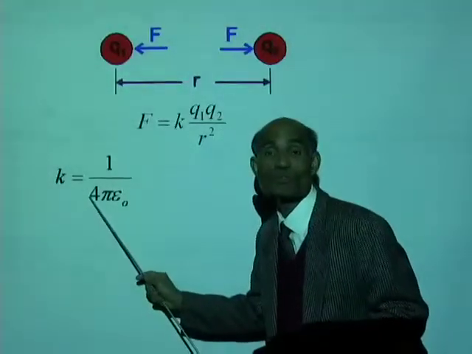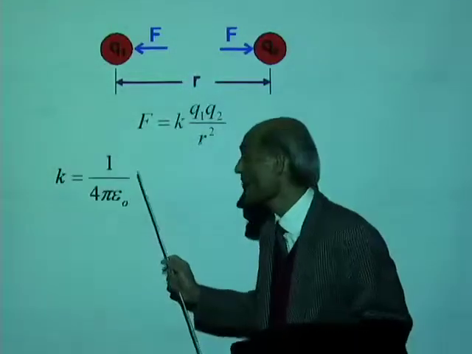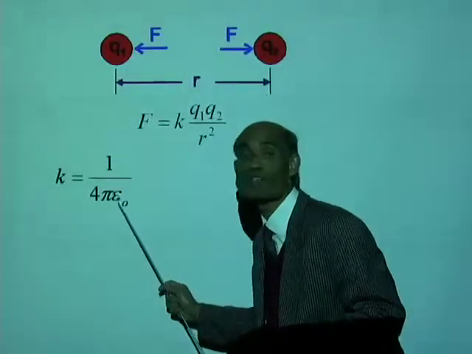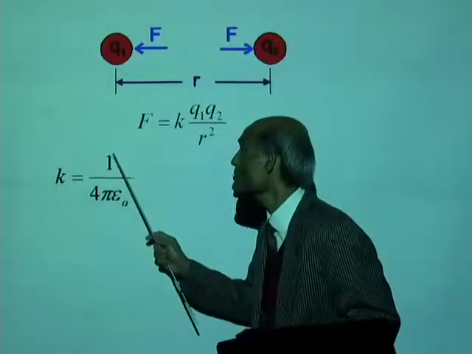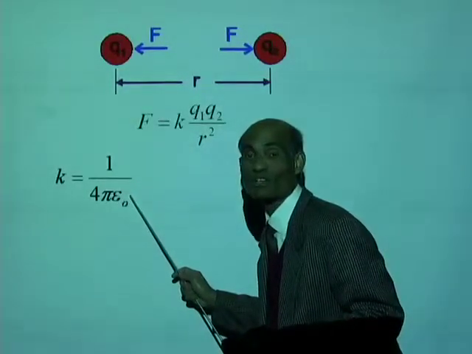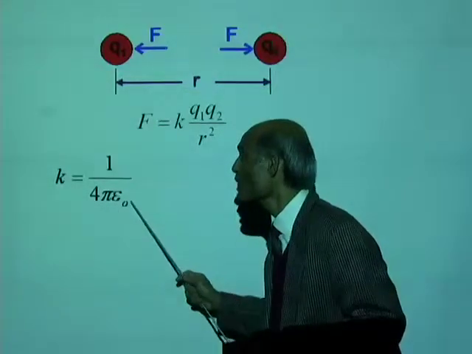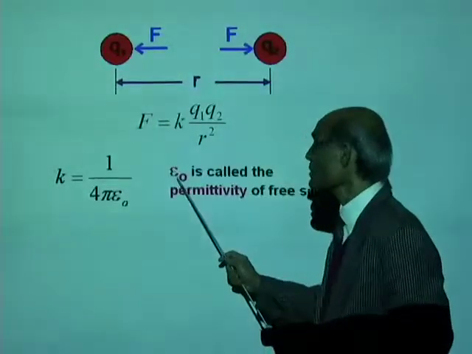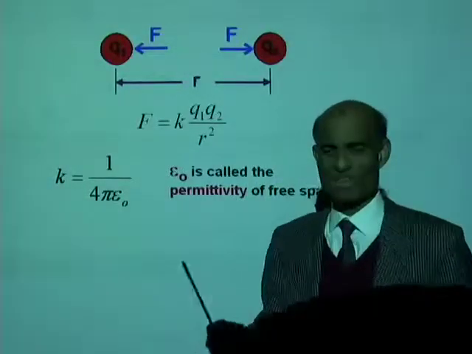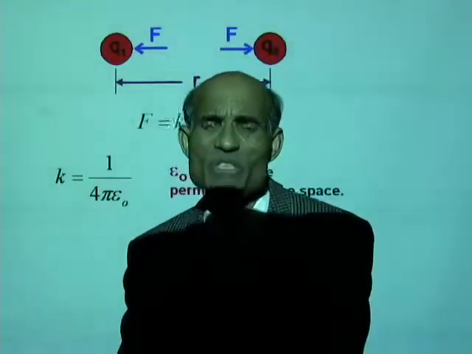K can also be expressed in terms of another constant. And this is another important constant in electricity. K equal to 1 over 4 pi epsilon naught. And what does epsilon naught represent? Epsilon naught is called the permittivity of free space. What is the meaning of permittivity?